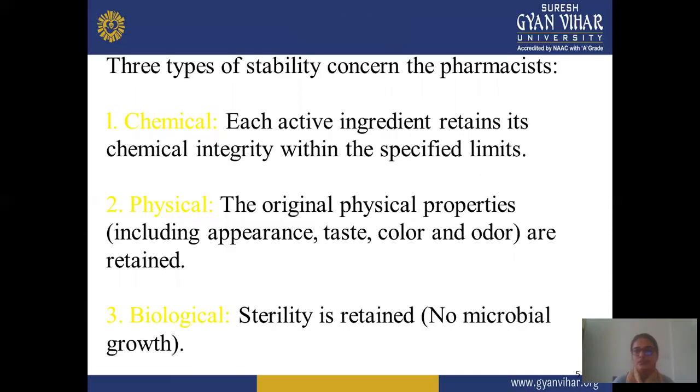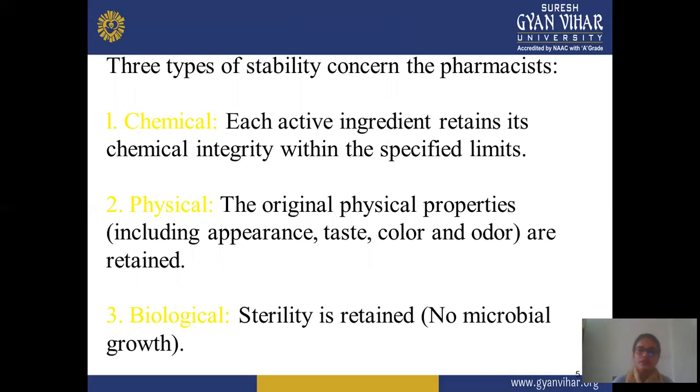Next, mainly three types of stability studies take place. First is chemical stability, second is physical stability, then biological stability. These are the stability studies which are mainly required to check whether a particular formulation is good for the required condition, or whether certain chemicals affect or interact with your formulation or not.